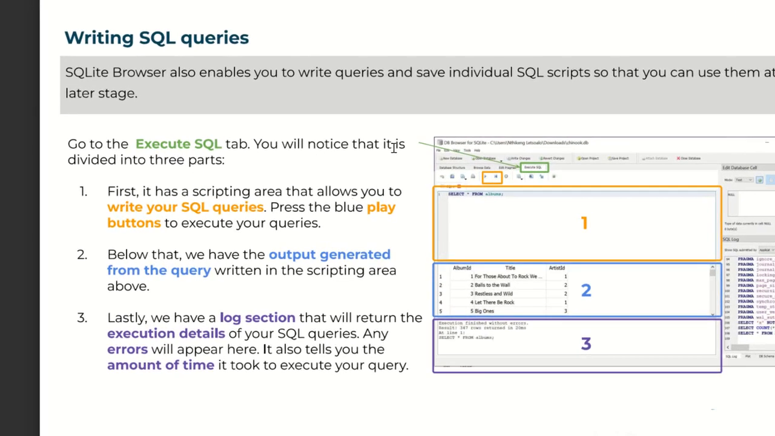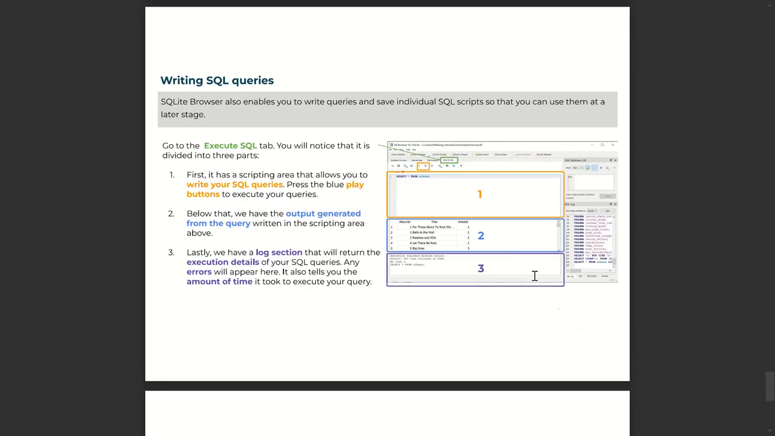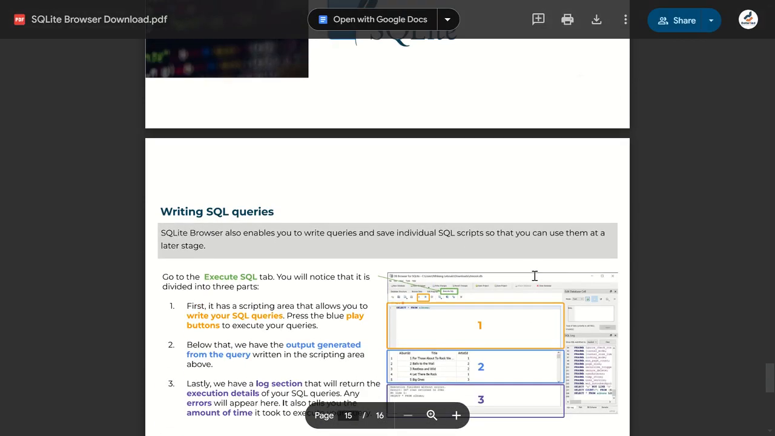Now, when you're ready to start querying your data, you go to the execute SQL tab. Now you notice that this tab is divided into three parts. The first part is where you write your query. This is the scripting area, where you put in your queries. The second part is the output generated from the query, while the third part is where all the details of the query running are logged. So that is the log section. So these are the three important parts you see when you're running your query. Okay, yes, now I think we are good to continue.